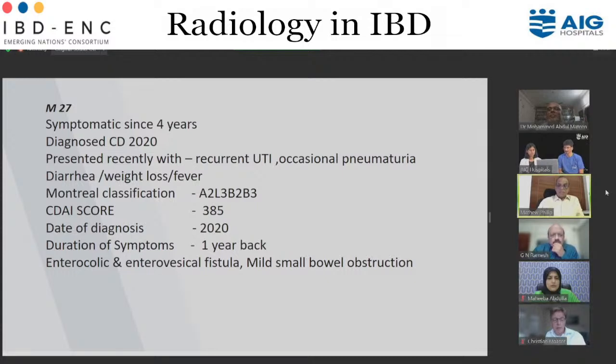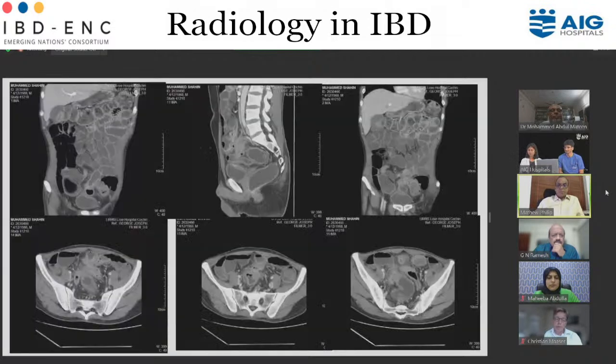This is another 27-year-old male. I'll straight away go to the CT, and he has a history of recurrent UTI and occasional hematuria. Next slide. Straightforward case.